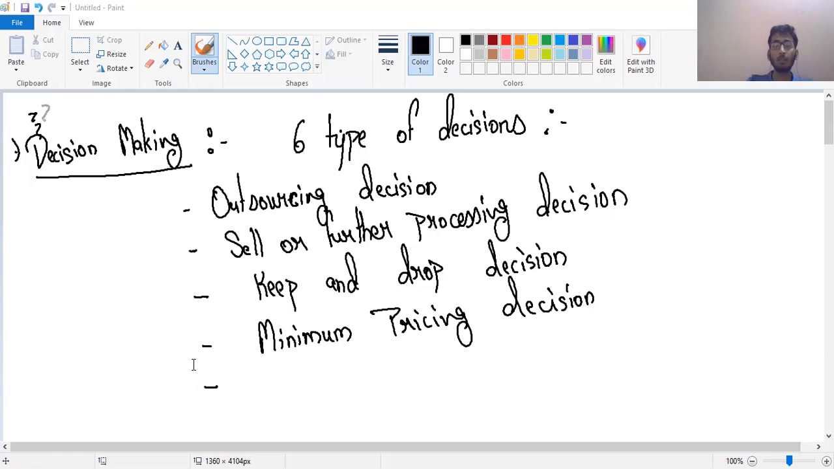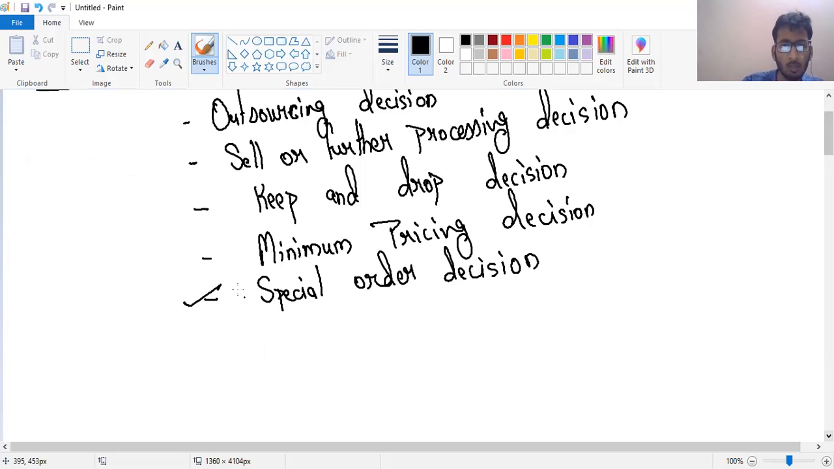So the next decision would be special order decision. So this would be the easiest one. And I think I should start with this decision only, the special order decision. Like I'm getting some special order. So what would be my approach to that special order? How should I react on getting some special order? So this is, I can say, a very good topic to start the decision making. So we'll start with the special order decision only.